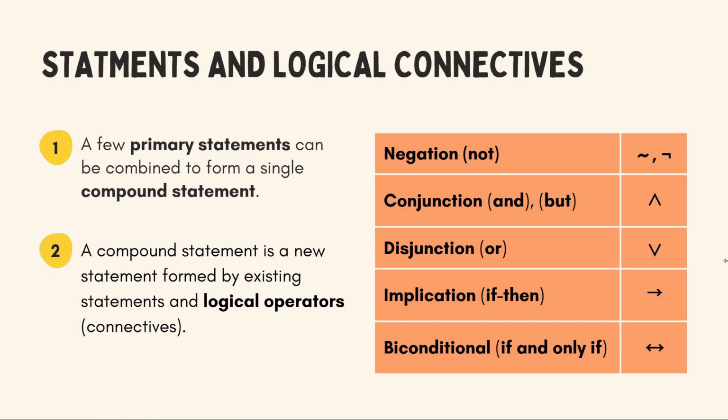We will learn 5 connectives. First, negation, which is "not" in the statement. Second, conjunction, which is "and" or "but". Third, disjunction, which is "or". Fourth, implication, where we use "if then". And fifth, biconditional, where we use "if and only if". And those are their symbols.